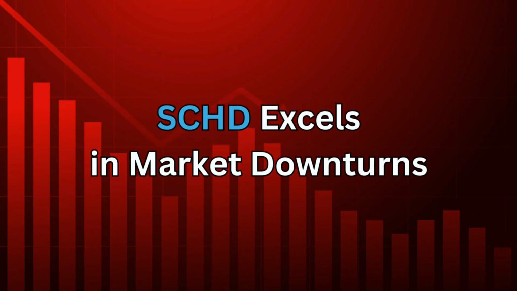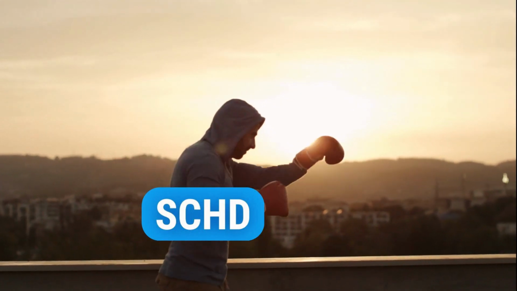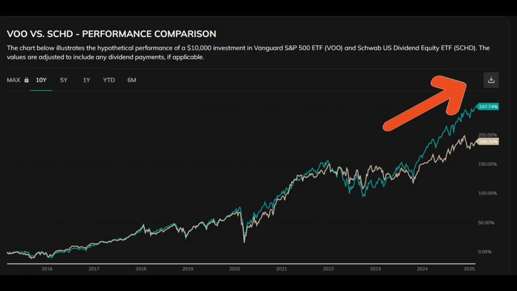SCHD excels during market downturns, as seen in 2022 when it outperformed VOO due to its focus on defensive dividend-paying stocks. Its value-oriented holdings provide more stability during economic uncertainty. VOO dominates in bull markets, particularly in 2023 and 2024 when mega-cap tech stocks rebounded and drove strong returns. Its exposure to growth sectors helps it outperform when the market is thriving.